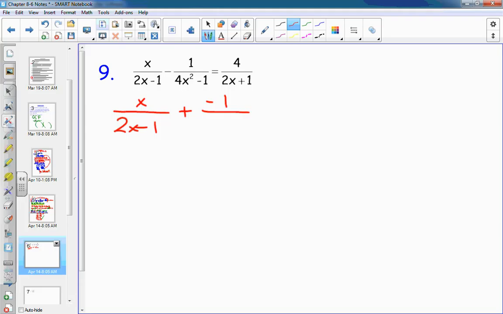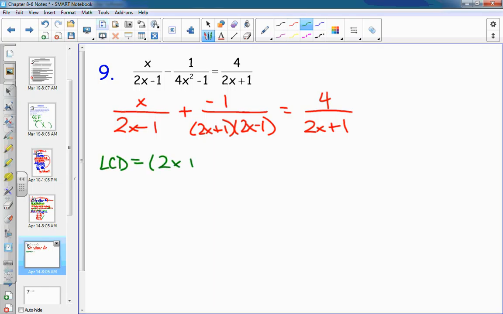Yes, I can break that down, and what's that going to be broken down into? 2x plus 1, 2x minus 1 is equal to... can I break down the last one, which is 2x plus 1? No, I cannot. So with that said, what do? Find the LCD. What is my LCD? 2x plus 1, 2x minus 1.